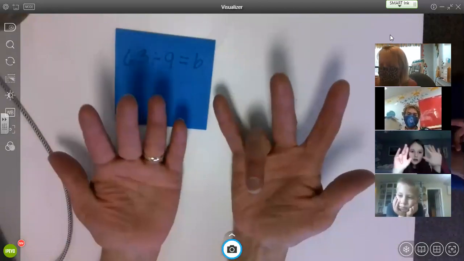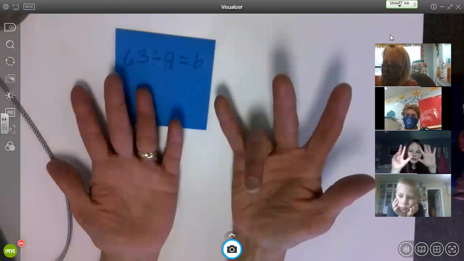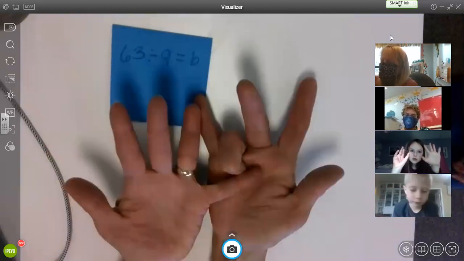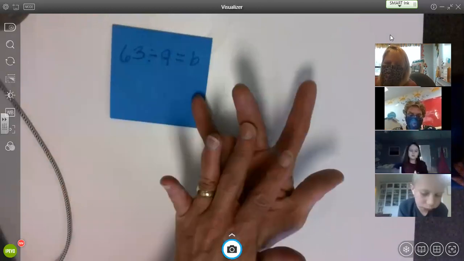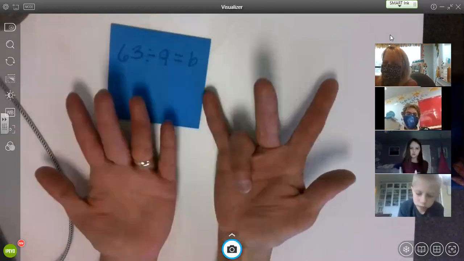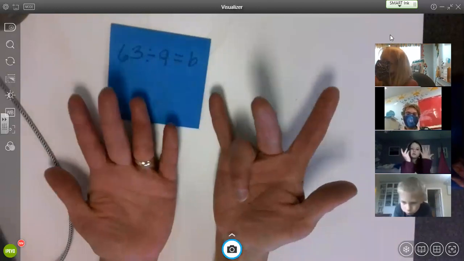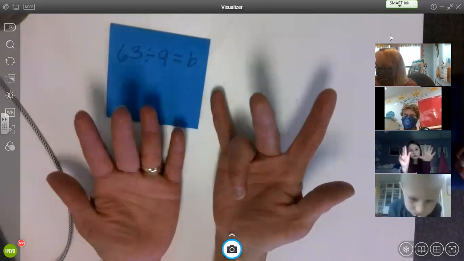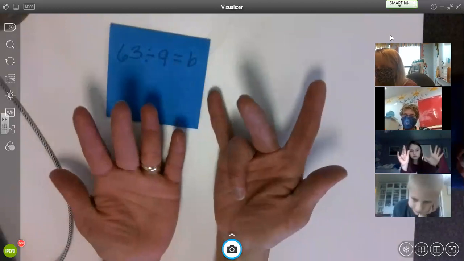Okay, so he said I need to make sure I have 6 fingers, 1, 2, 3, 4, 5, 6. Then put that next finger down. You should have 1, 2, 3, double check, make sure you put the right finger down. And whatever finger you put down is your answer. Does that make sense? Okay, so what's the answer, Haley? What finger did I put down?